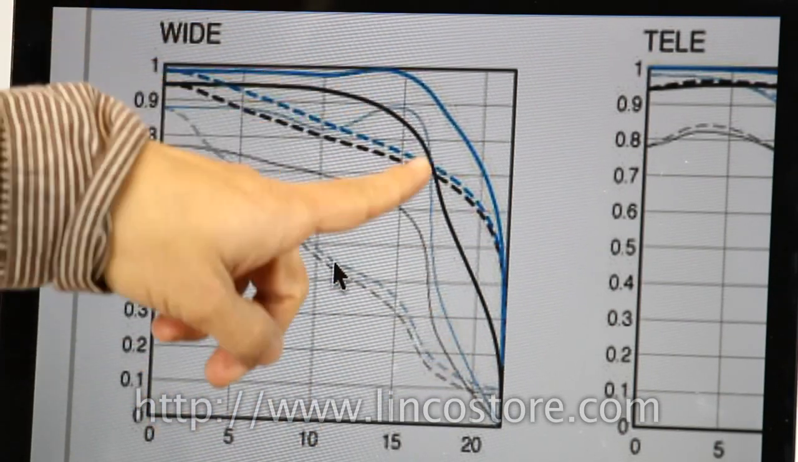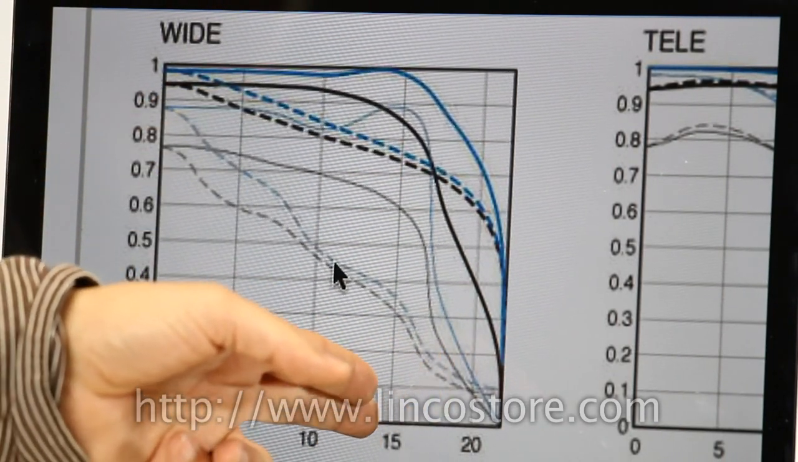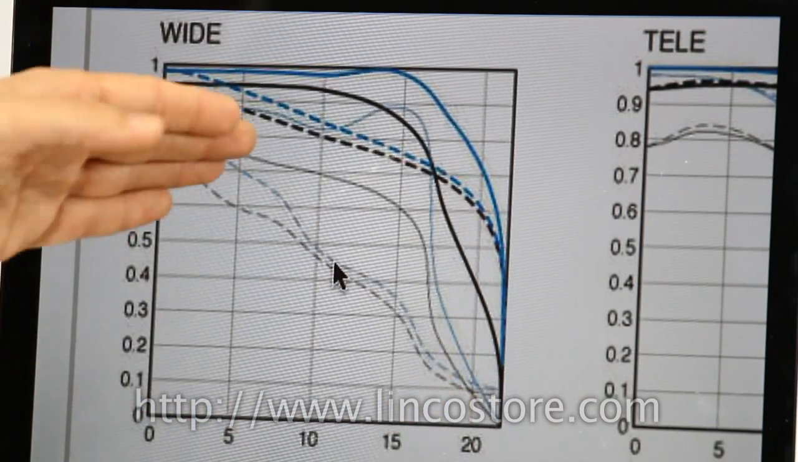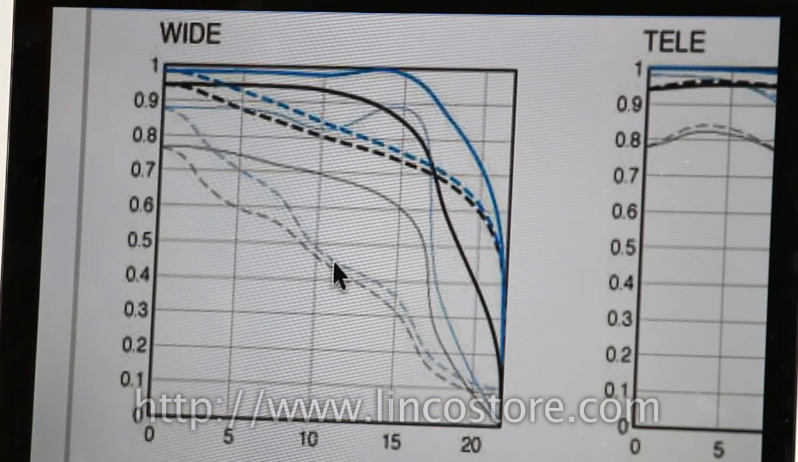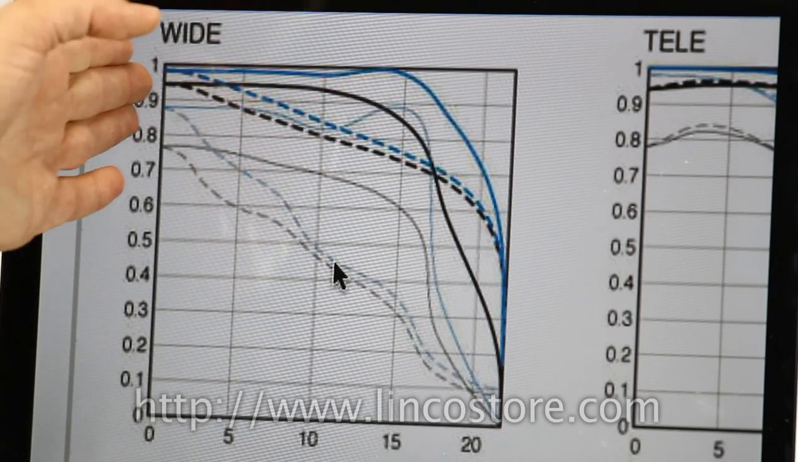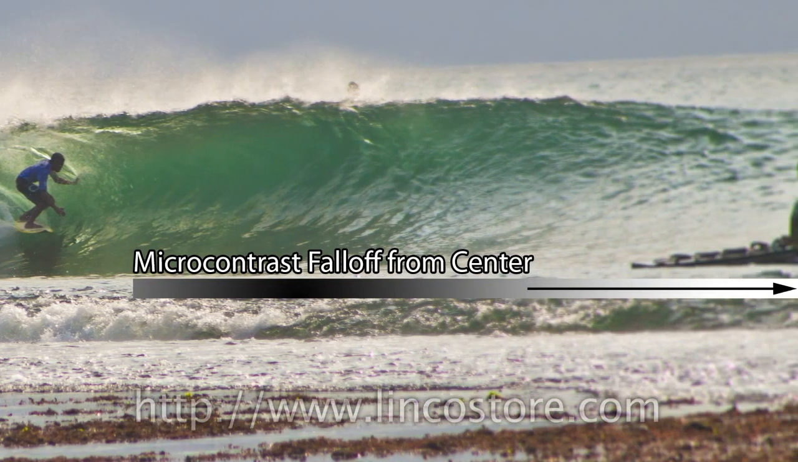Then out towards the edges, this is where both lines drop off significantly. And you can see as we get out towards between 15 and 20, there's a huge fall off there at the edges of the frame, which are not going to be rendered nearly as sharply and distinctly as what we have at the center. So our micro contrast is going way down here at the edges.